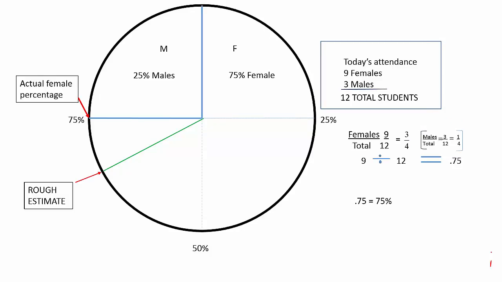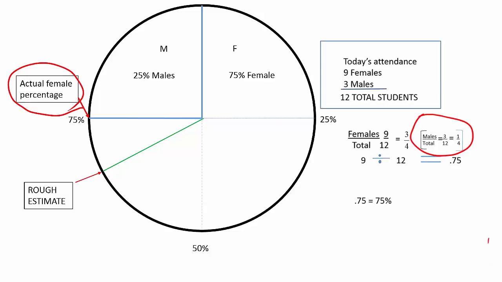Okay, so we know that there are 9 females out of 12 total. If you know reducing fractions, that's 3/4. Okay, so 9 divided by 12 is 0.75, and changing that decimal to a percent, is 75%. So you can see the actual female percentage is 75%.